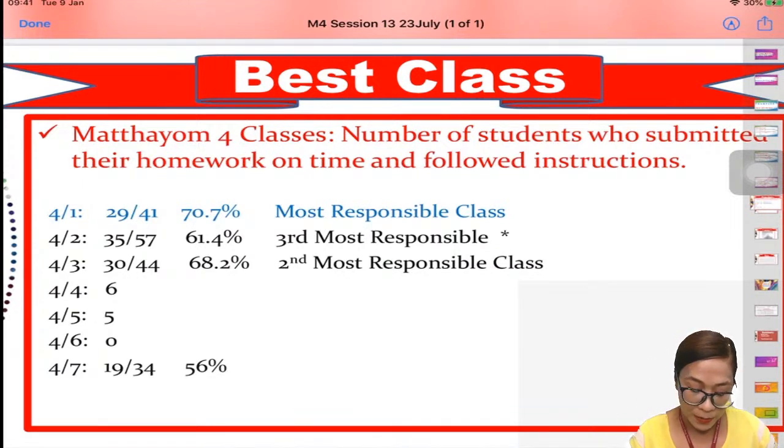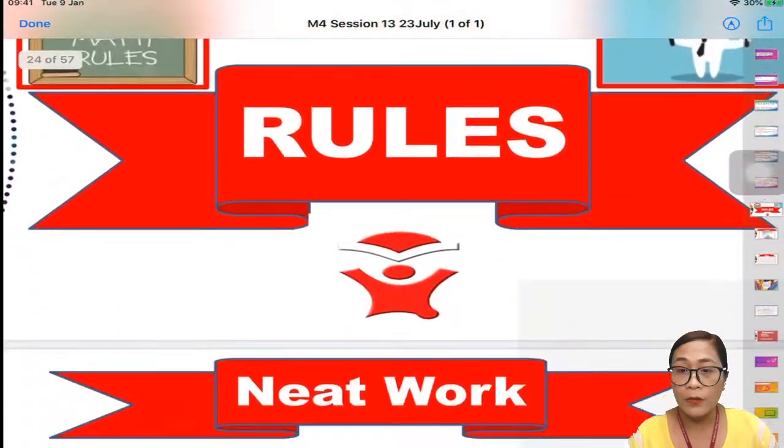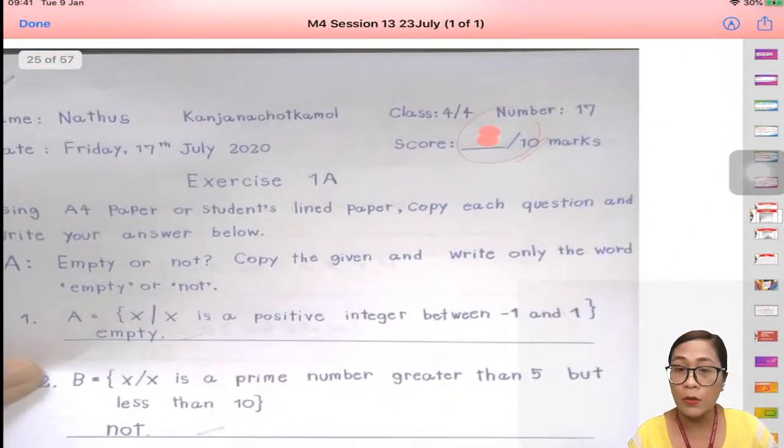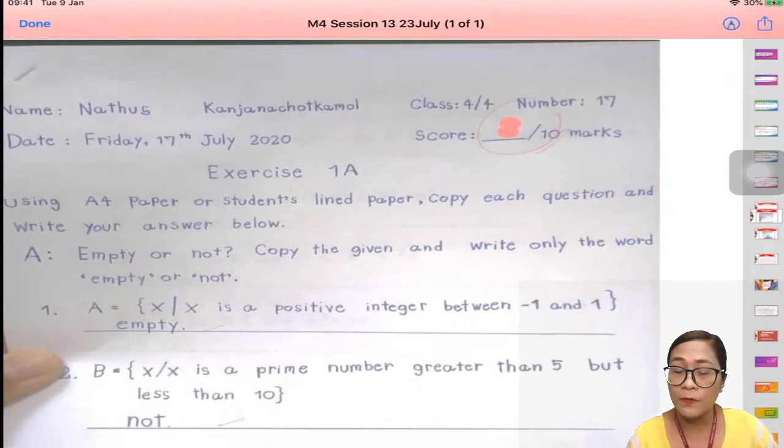4/4 only 6, 4/5 only 5, 4/6 0, and 4/7 is 19 out of 34, which is 56%. Others may have submitted the work in the other office. Okay, for the rules, for neat work, you consider this Natus from 4/4. This is neat work.